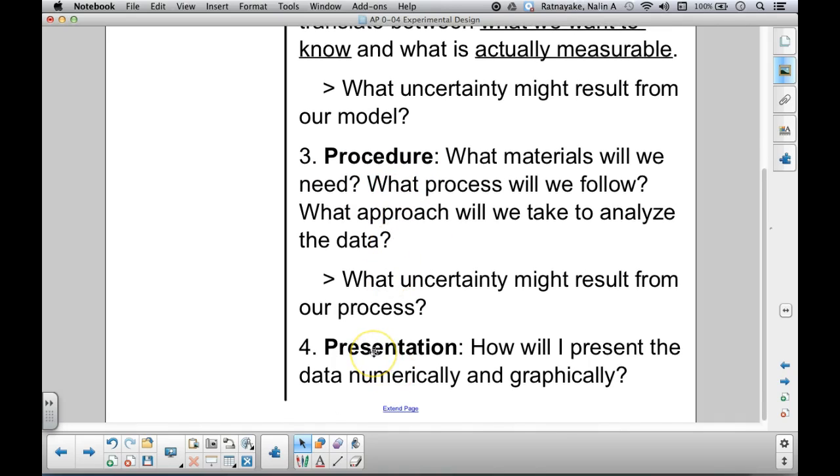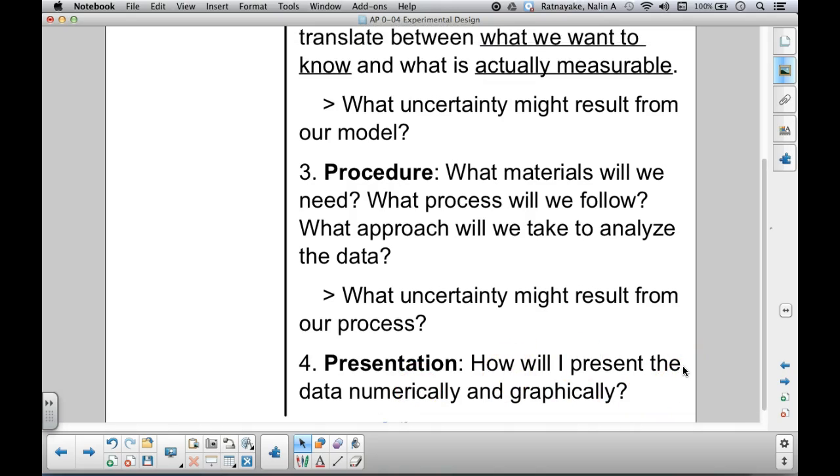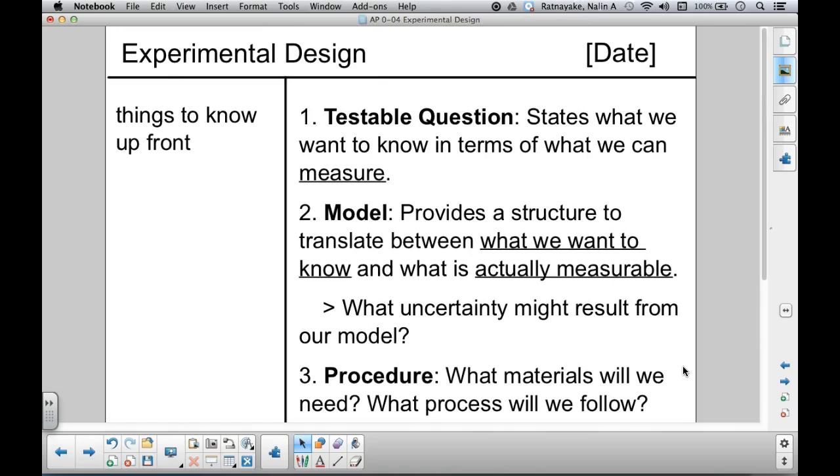And finally, we need to think about presentation. How am I going to present the data numerically and graphically? What format is best going to convey my point? And on a couple slides, we're going to see how we can choose what graph we get based on our testable question.